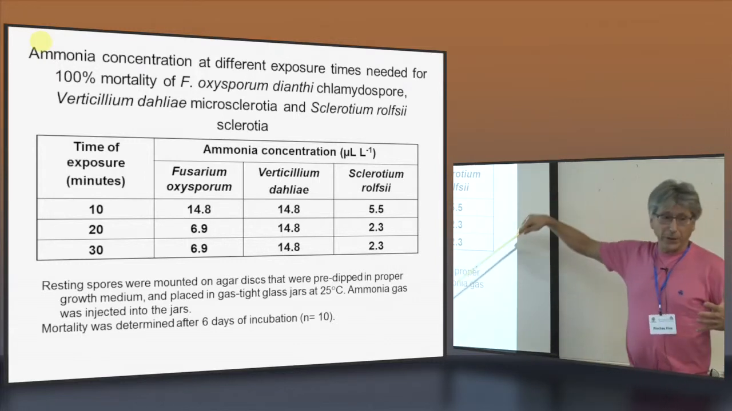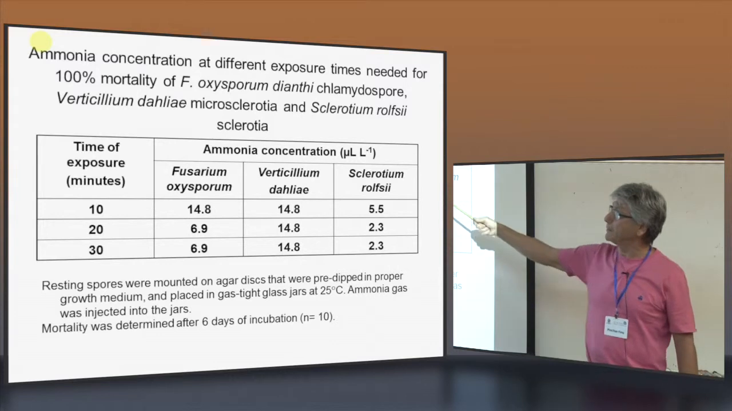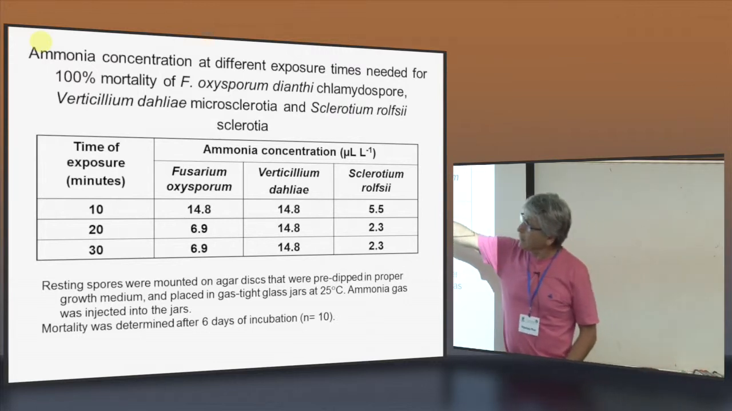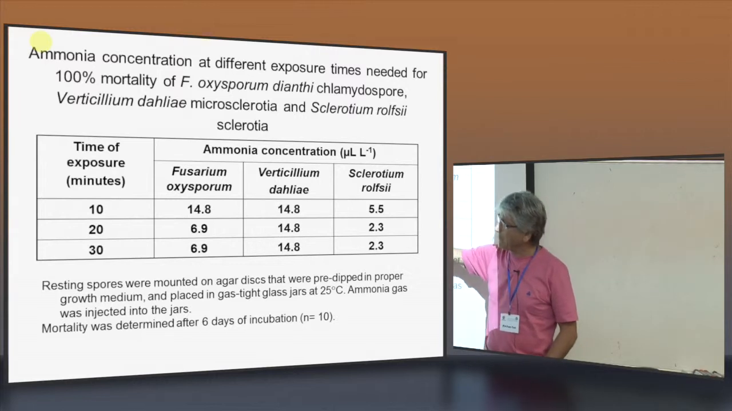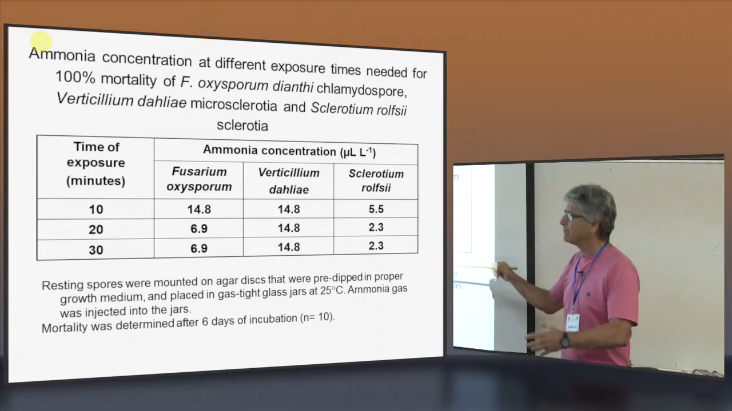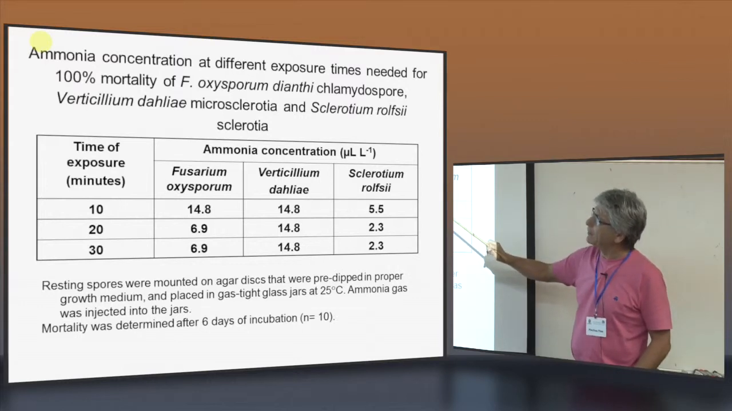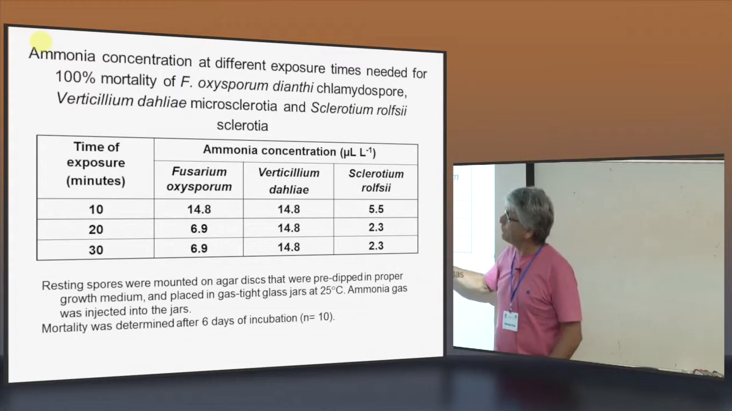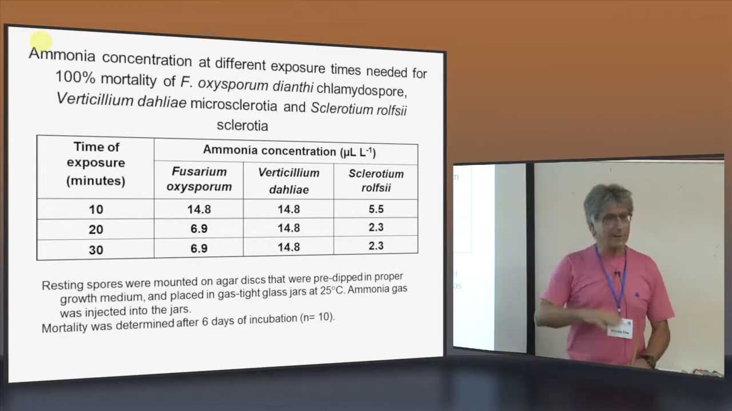Now, just to show ammonia toxicity to soil-borne pathogens like Fusarium, Verticillium, and Sclerotium, and these were the sclerotia or chlamydospores and so on. This is the time of exposure. This is the PhD that was done under my supervision, among others. So this is the time of exposure of these standing forms, the sclerotia, let's say. And that's the concentration of ammonia that was needed to kill these standing forms. In 10 minutes, we needed 15 micrograms per liter, and in 30 minutes, only 7 for Fusarium and so on and so forth. So it's instantaneous.